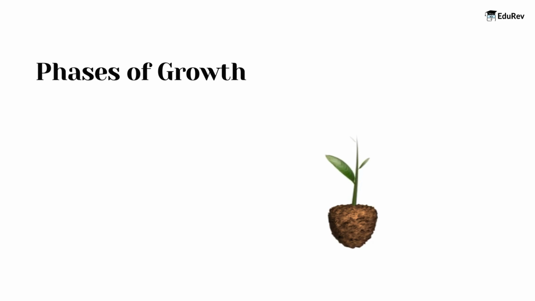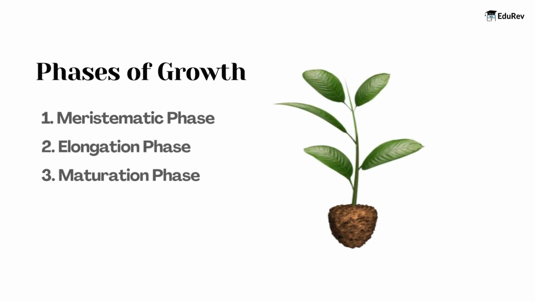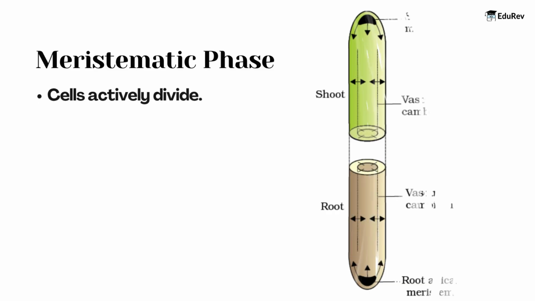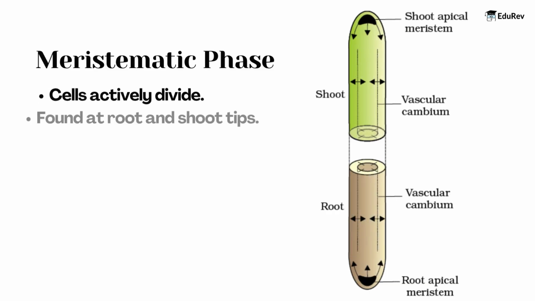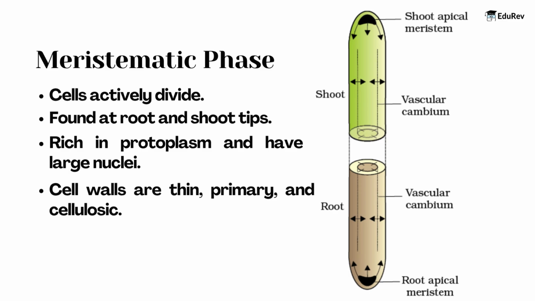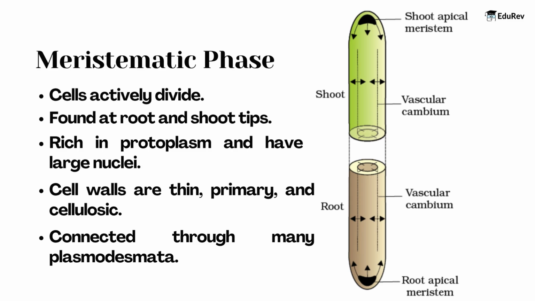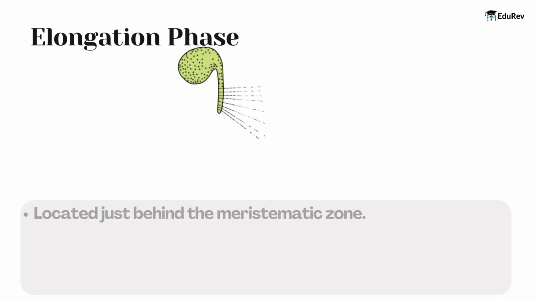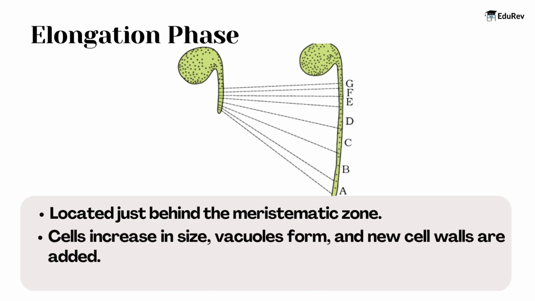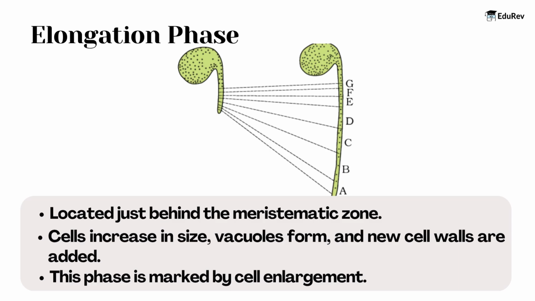Now let's look at the phases of growth in a plant. There are three main phases. Meristematic phase, where cells actively divide, found at root and shoot tips. These cells are rich in protoplasm, have large nuclei, thin primary cell walls, and many plasmodesmata. Elongation phase, located just behind the meristematic zone. Here, cells increase in size, vacuoles form, and new cell walls are added. This phase is marked by cell enlargement.